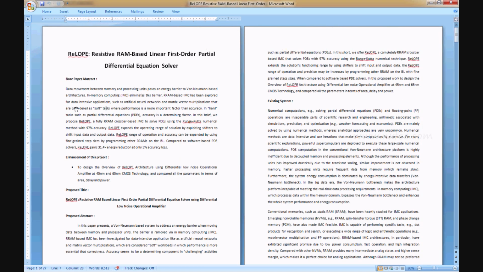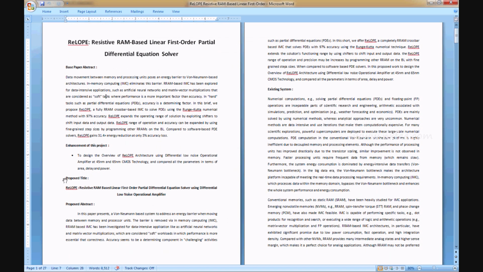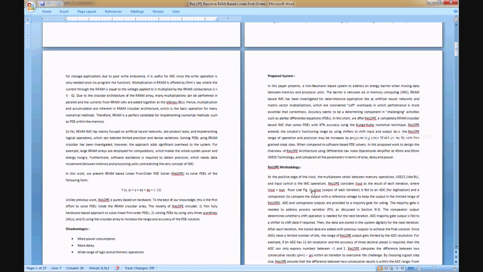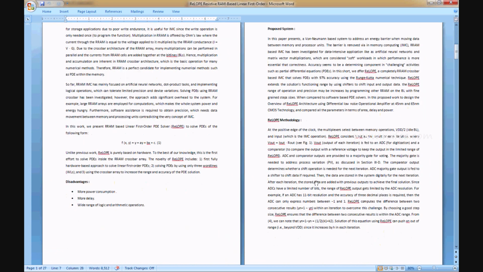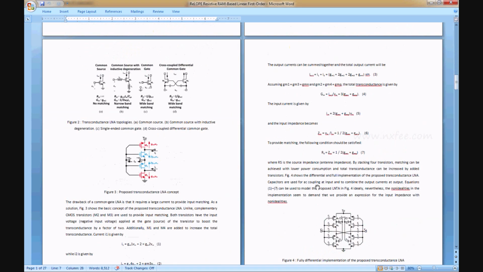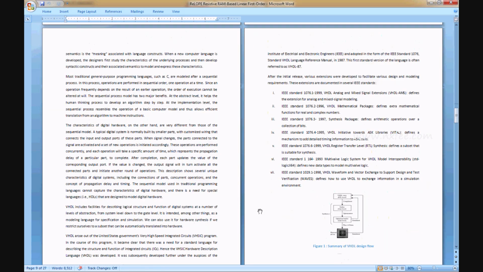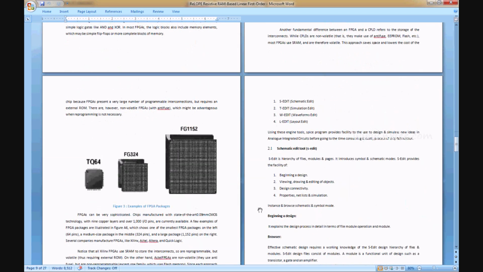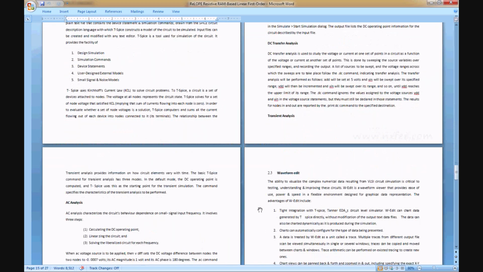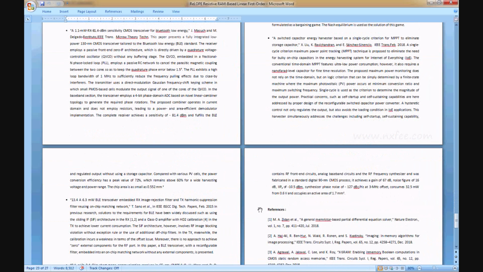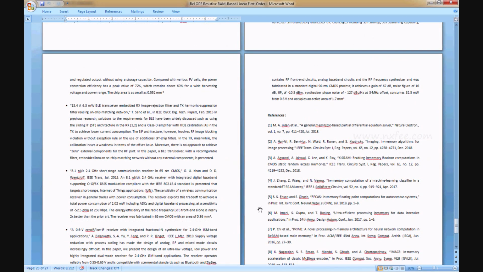We have also written an abstract document for this project. This includes the base paper abstract, enhancement of this project, proposed title and proposed abstract, existing system, disadvantages, proposed system, Reloop methodologies, related notes, advantages, literature survey, and finally references.